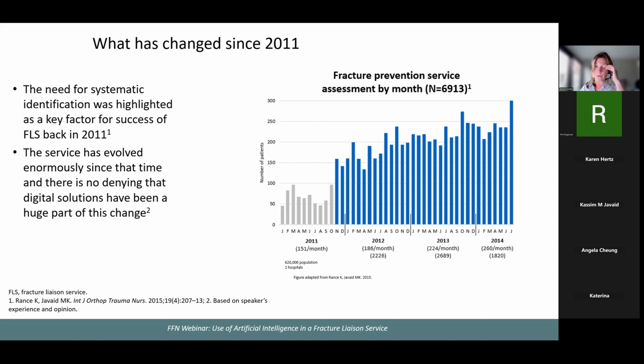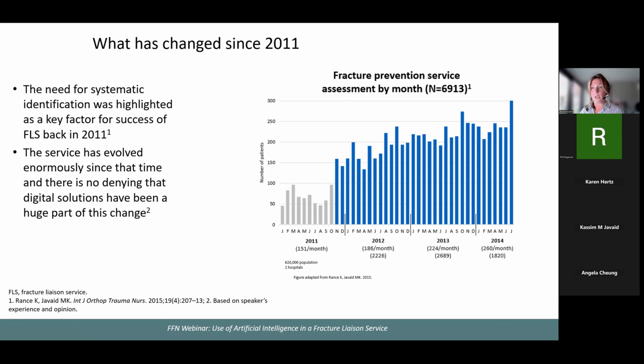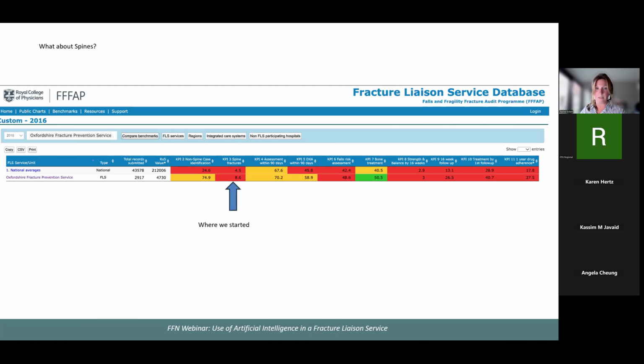But what we struggled with was to really bring that to vertebral fracture patients. They're classically patients that are not presenting to acute hospital settings, and so the methods that we used to find those pubic rami and rib fractures really didn't work for us with vertebral fractures, as was highlighted in our KPIs. So back in 2016, we identified that we really weren't seeing spine fractures at all, and so that was one of the key things that we used our QI cycles to focus on.